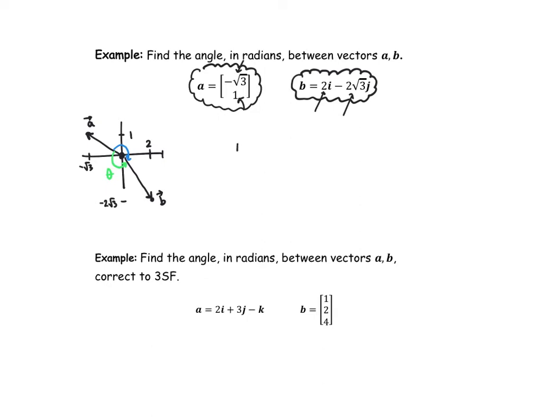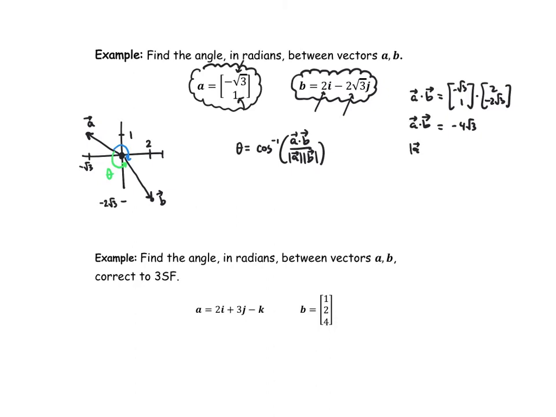Well, we already know how. To find any angle between two vectors, we take the inverse cosine of the scalar product of the two vectors over the magnitude of one times the magnitude of the other. So we just got to do a little bit of math. Let's first find the scalar product of the two. That would be negative root 3, 1 times 2, negative 2 root 3, which would result in negative 4 root 3. So the scalar product of A and B is negative 4 root 3.